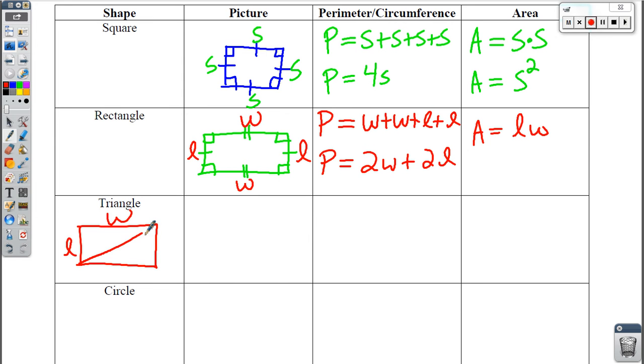But if I cut it in half, well, now I've cut it into two different triangles. So if I want to know, let's say, the area of this triangle here, what I would do is I could find the area of that rectangle by doing length times width, and then just cut it in half. And so this tells us that the formula for an area of a triangle is going to be if we find that area of the rectangle and then cut it in half, we'll get the area of the triangle.